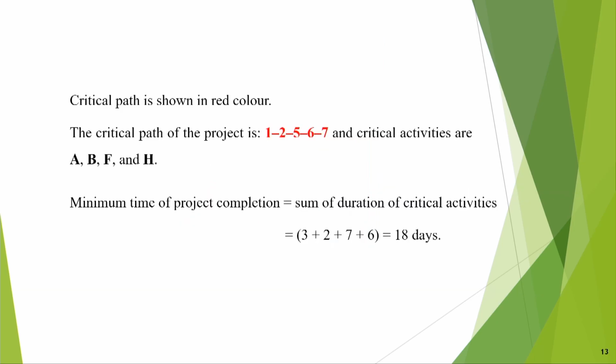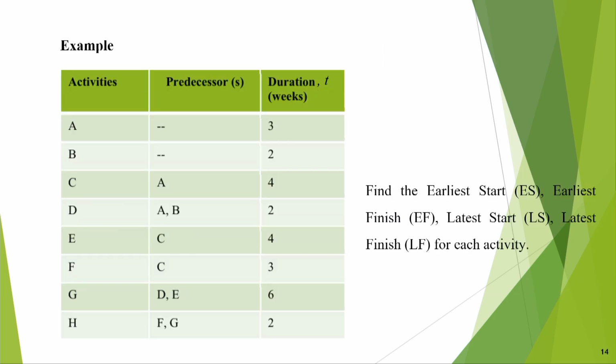So, the critical path is shown in red color. The critical path of the project is 1, 2, 5, 6, 7 and the critical activities are these, and the minimum time of project completion is the sum of durations of critical activities, that is 3 plus 2 plus 7 plus 6 is equal to 18. So, now we can find the earliest start, earliest finish, latest start, and latest finish for each activity.